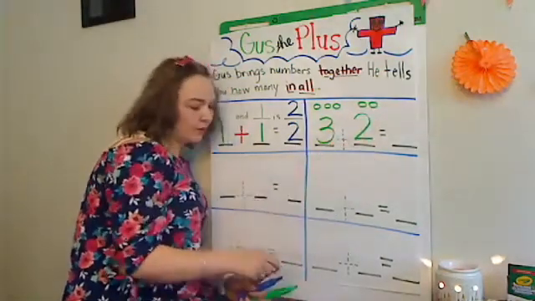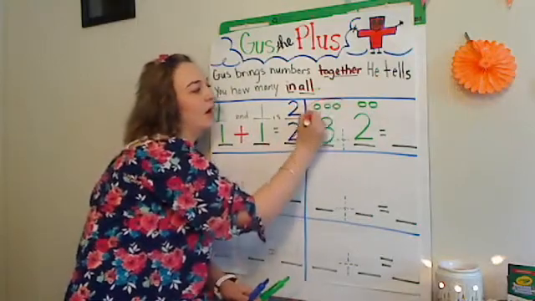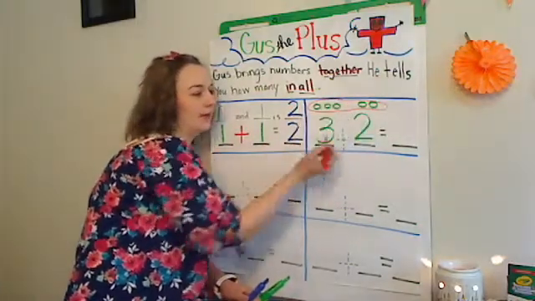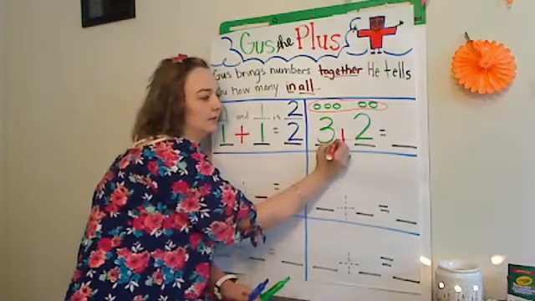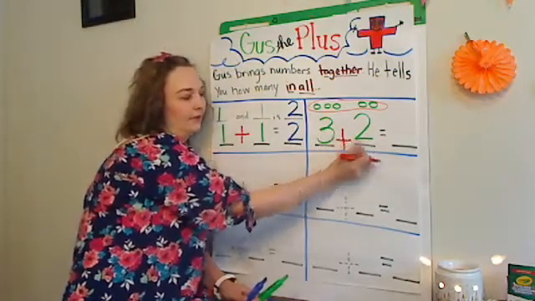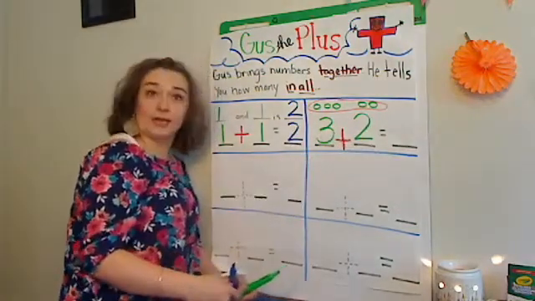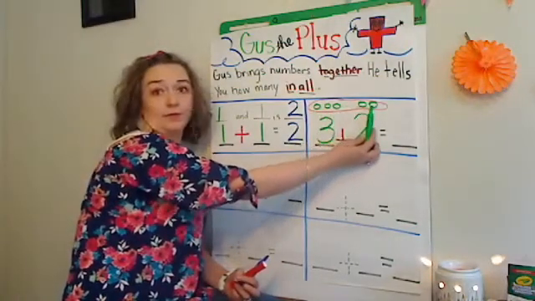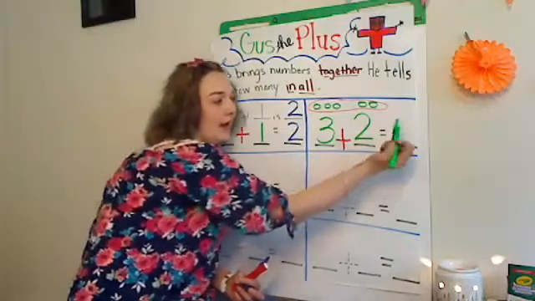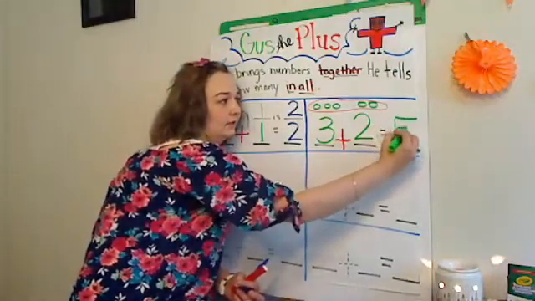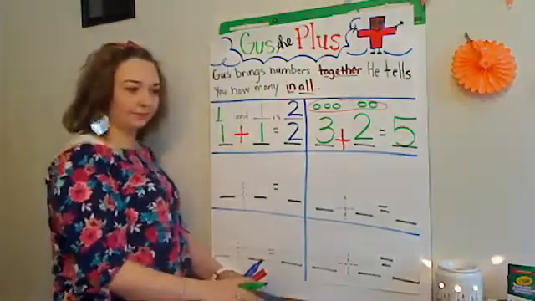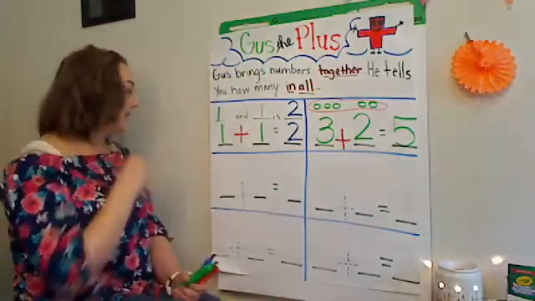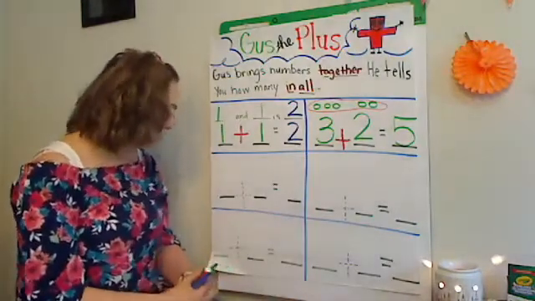So if we add those all together, we bring them all together, and we find out how many there are. We use Gus the Plus to bring them together, and then we figure out how many are there all together. So we can just count. 1, 2, 3, 4, 5. 5 is our answer. Perfect.